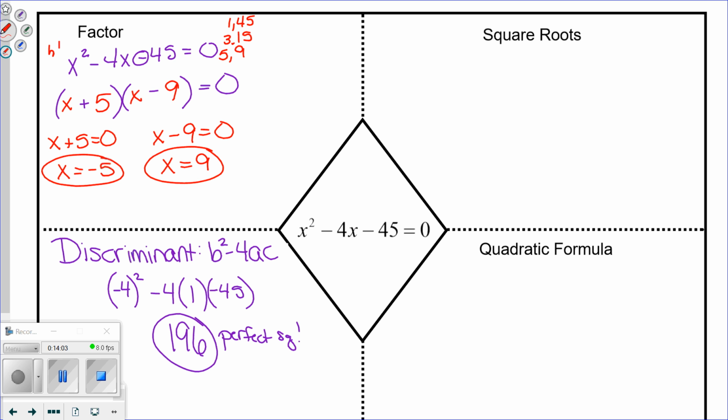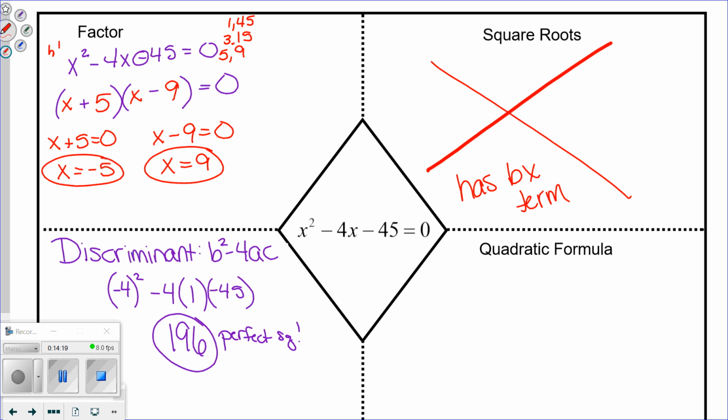Is factoring coming back? I know we've kind of focused on the other two for a little while here. What about square root method? Why? Good. It has a bx term, which means I can't use the square root method. Can I use the quadratic formula? Yeah.